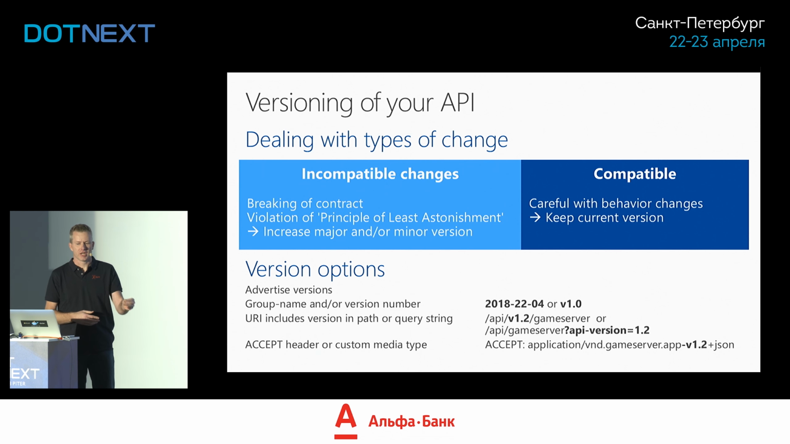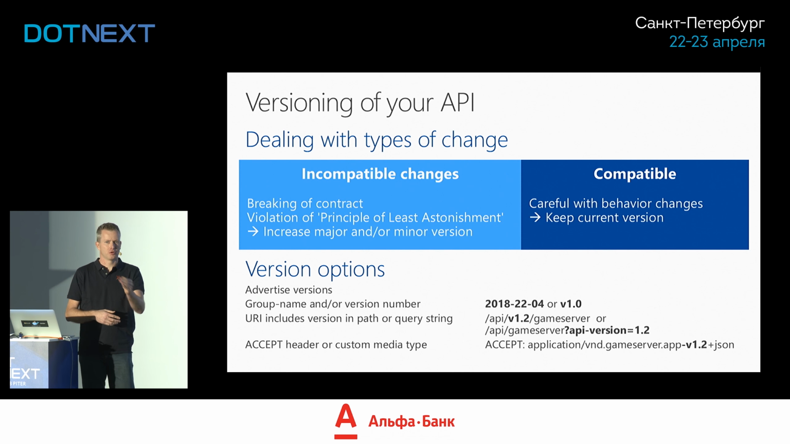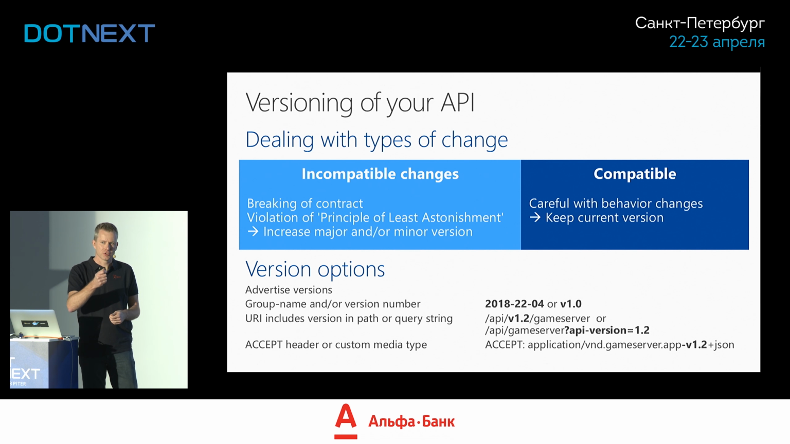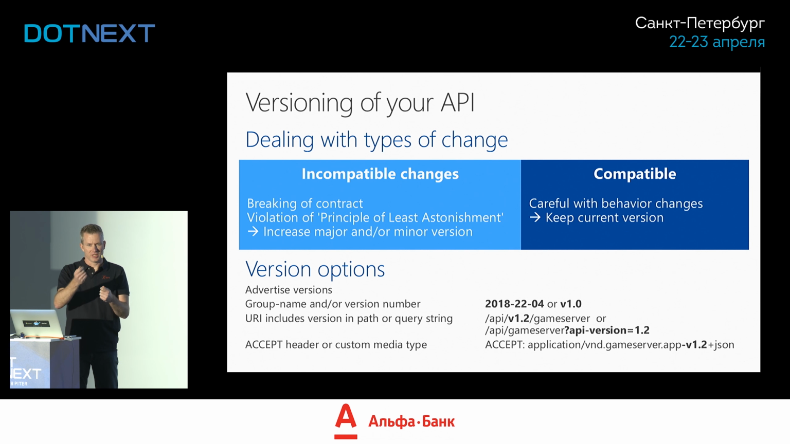But breaking your contract, you should change your major version or your minor version, depending on how big your change is, perhaps. Some people use the major version as an indication that the previous version will be deprecated any time soon. So that's an indication that you should move to the next major version to keep up with consuming our web APIs.